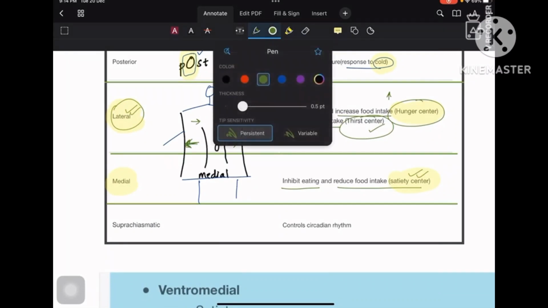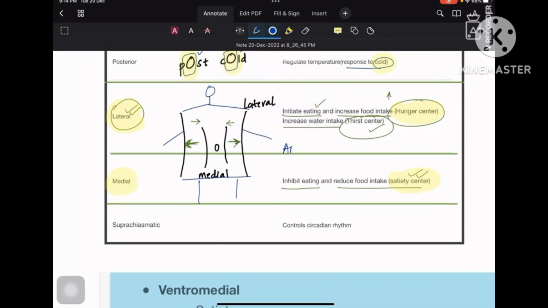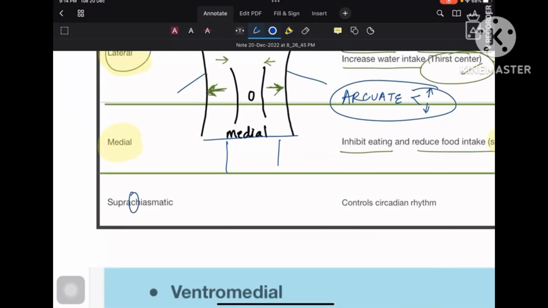And one more point that you need to remember here is about the arcuate nucleus. Arcuate nucleus is the one which regulates both, like increased appetite and decreased appetite accordingly. So it has functions of both lateral and medial nuclei. And last comes the suprachiasmatic nucleus. As all of us know, it is for circadian rhythm. This is the most frequently tested nucleus in the exams. So suprachiasmatic is for circadian rhythm.